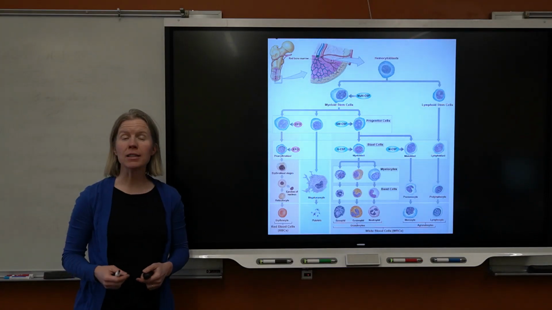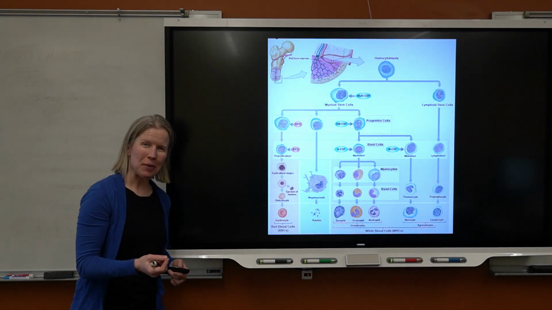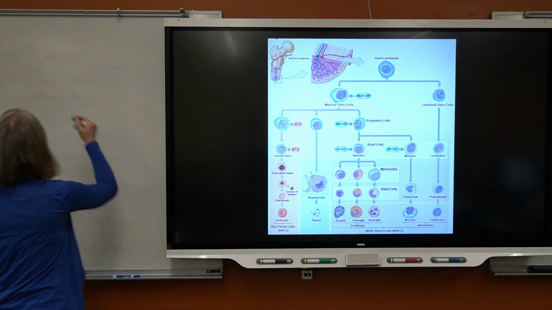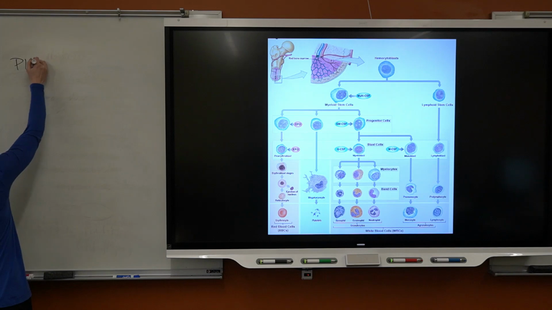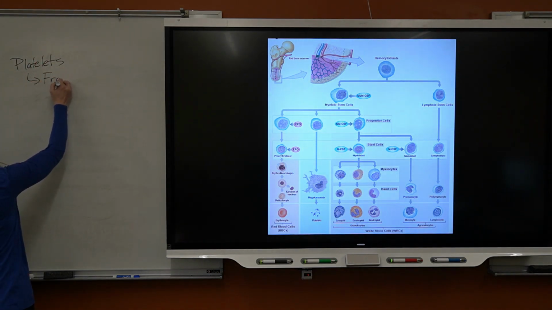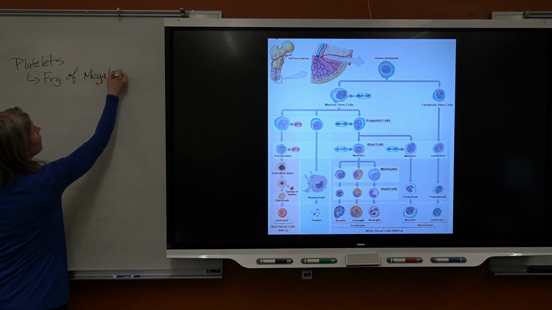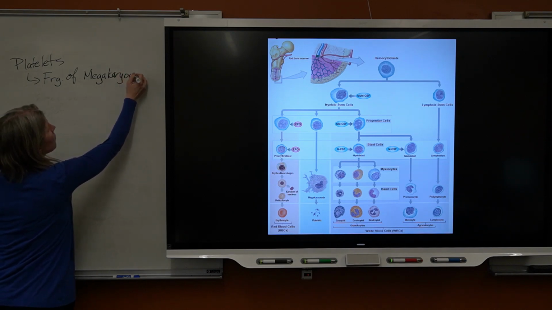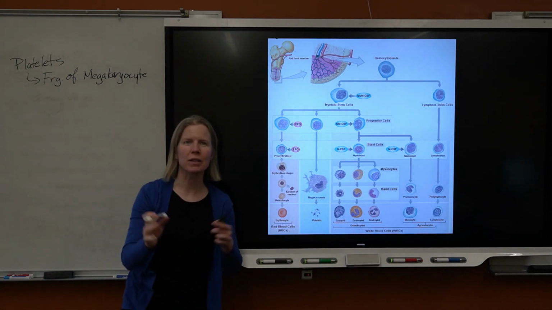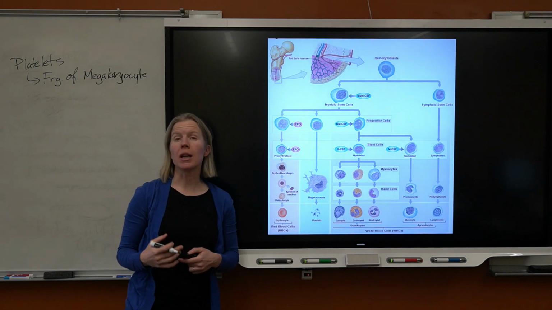Let's look at the last of our white blood cells, the platelets. Now you might recall we talked about these previously as fragments of megakaryocytes. So the fragment of a megakaryocyte, it's not a true cell, it's a fragment. Anyway, the platelets are going to be important in blood clotting.